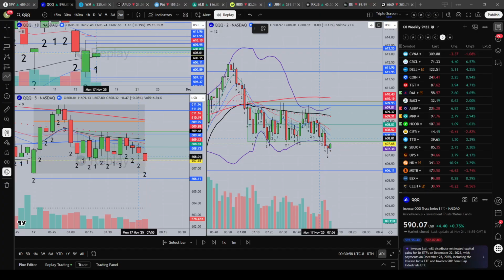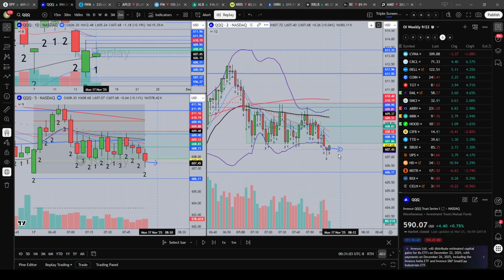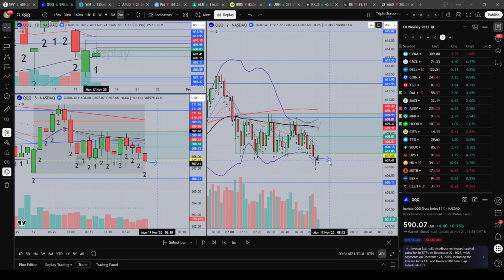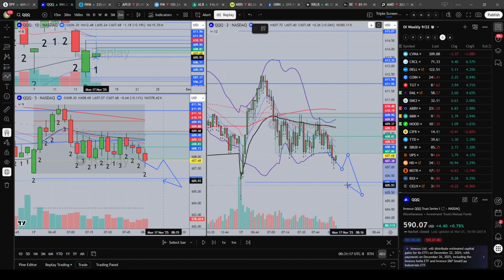You want to see some type of down, up, fail to get back above here, and then continue downwards. That's what I would want to see if you're gonna take another short. But if you're already in a short, you can add to it as well.